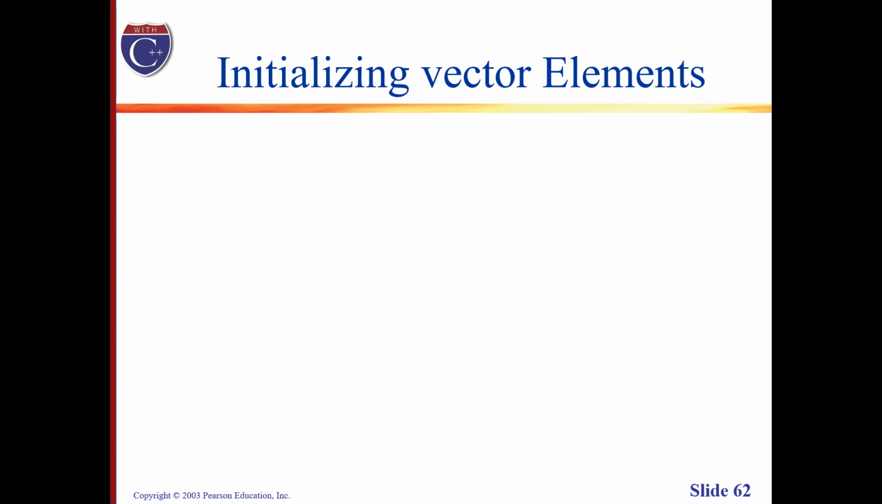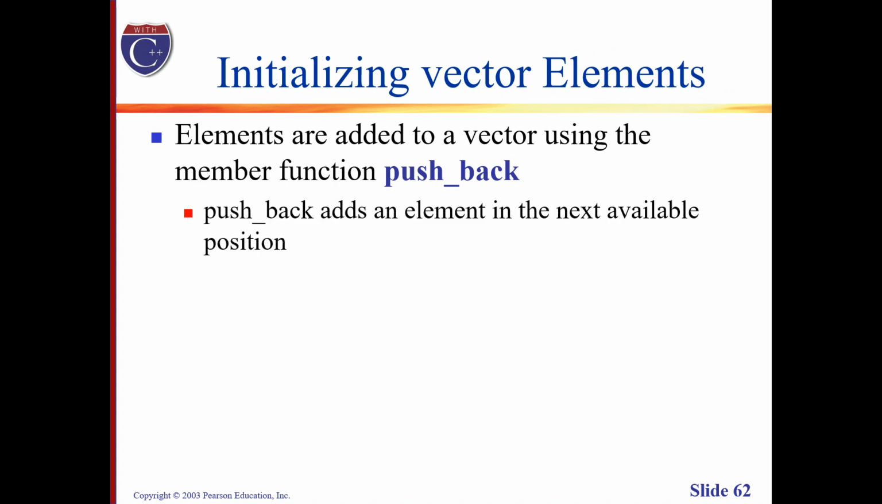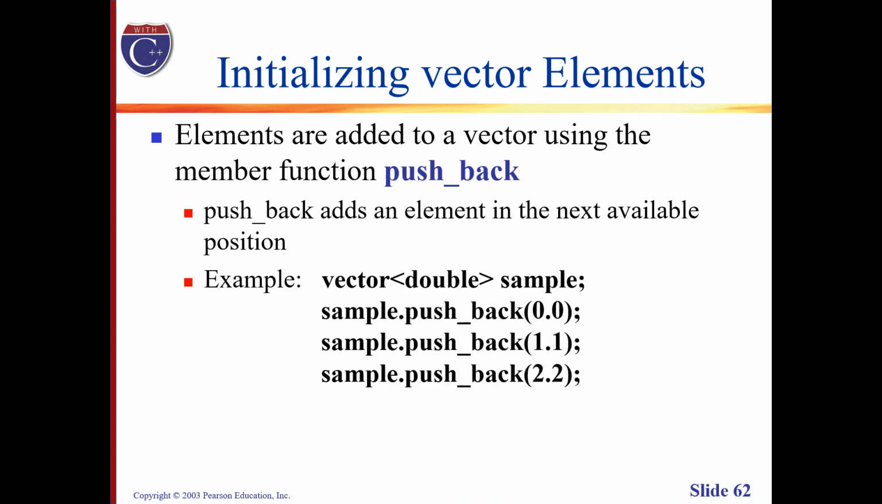Therefore, how do we initialize vector elements? Elements are added to a vector using the member function push_back. The function push_back adds an element in the next available position. This is quite different from the way we insert elements to an array. Here's an example. For instance, we declared a vector of double named sample. If we would like to insert a value into our vector, we simply call the push_back function, such as this one.